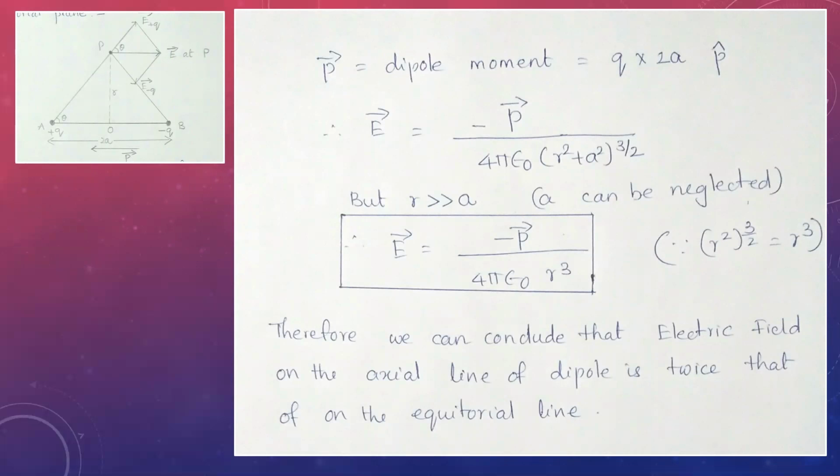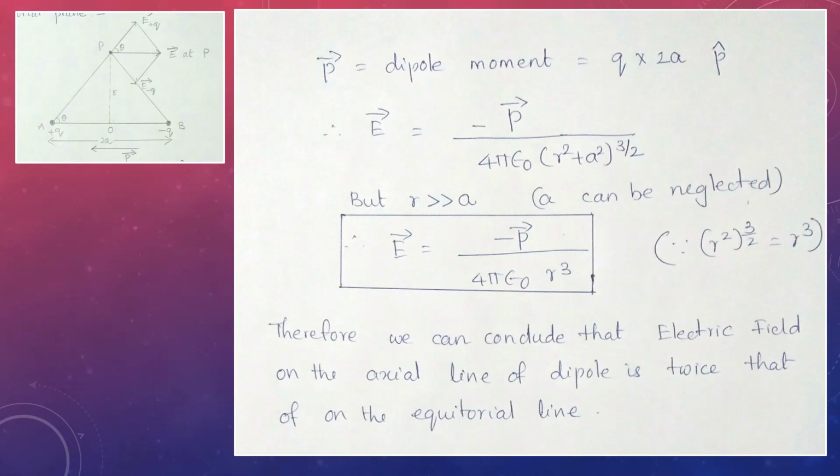Dipole moment q into 2a is equal to p bar. Therefore, E bar is equal to minus p bar whole divided by 4 pi epsilon naught, r square plus a square to the power of 3 by 2. Now, as I have told in my earlier video also, a dipole is nothing but a small molecule where positive charge goes one side and the negative charge goes to the other side. But the molecule is too small. Therefore, the distance between positive charge and the negative charge is too small, which can be neglected.